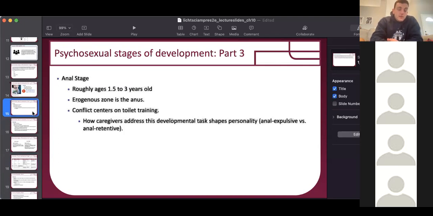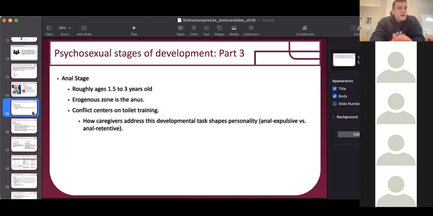Okay, the next stage is the anal stage. Yeah, I said anal. Roughly 18 months to 3 years old is when this happens. The erogenous zone is the anus, so the conflict centers on toilet training. When they are learning how to control their bodily functions. You probably don't remember this phase of your life, but you can visualize the idea of controlling versus releasing. That's basically what the anal stage is all about, learning to either hold on or let go, in a manner of speaking. How caregivers, so parents, address this developmental task shapes personality. So this is when we start to get into actual personality traits. And lack of resolution in this anal phase can result in either being anal expulsive or anal retentive.